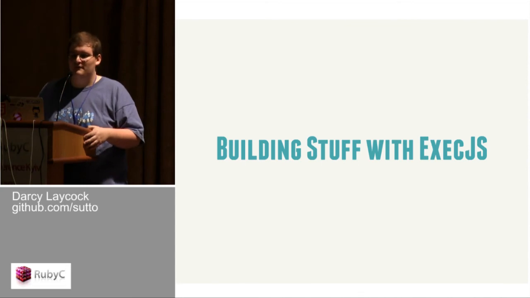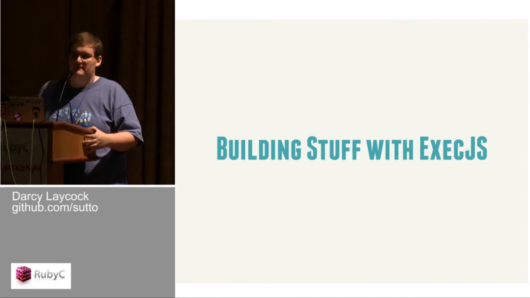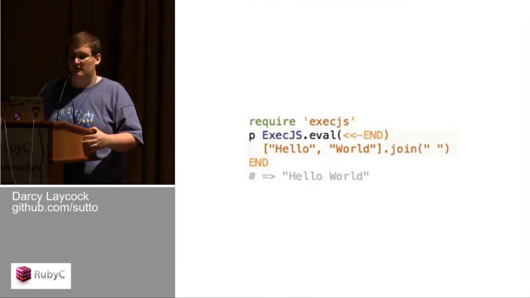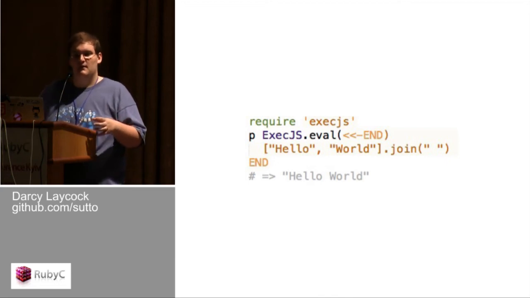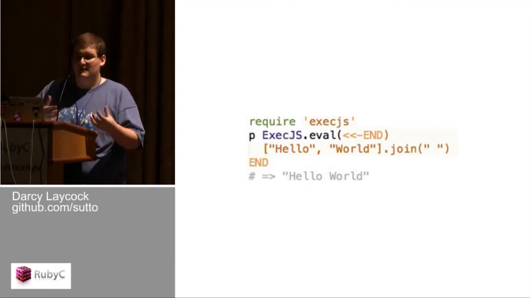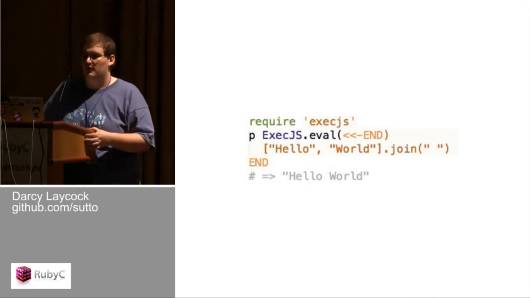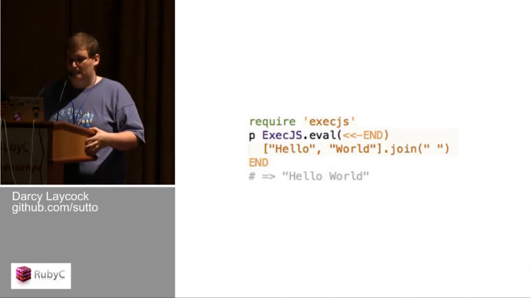So now for the cool stuff. I talked about ExecJS and what it is. Actually using it in your applications is very, very simple. The API for ExecJS is tiny. The base method you use is ExecJS.eval. So you basically pass it a string of some JavaScript code, and it'll evaluate it and return you the result. So you can, for instance, as you see here, create an array in JavaScript and join it. Or you can do things like have a CoffeeScript that has been compiled to JavaScript and evaluate that.